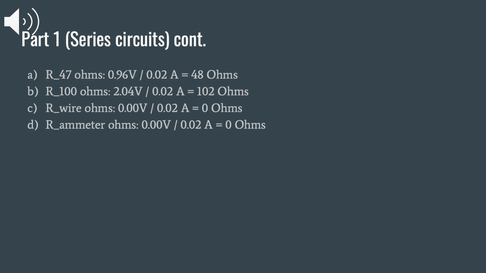The results of the series circuit: for part A, we got resistance to be 48 ohms, which is pretty close to 47. For part B, we got 102 ohms. This is slightly higher due to the significant figures. The resistance of the wire and the ammeter is both 0 ohms as expected.